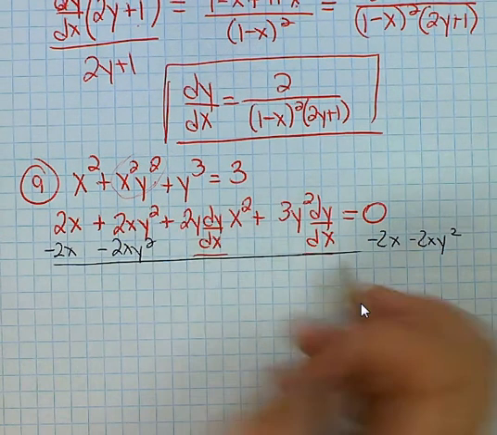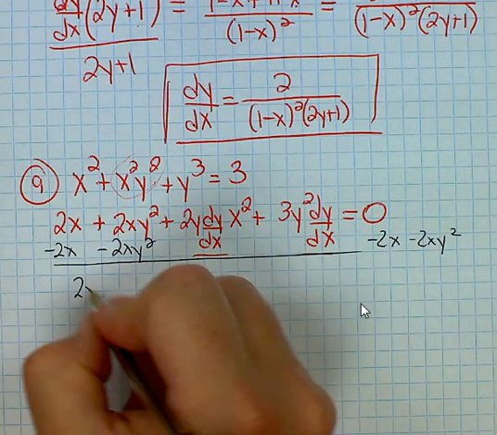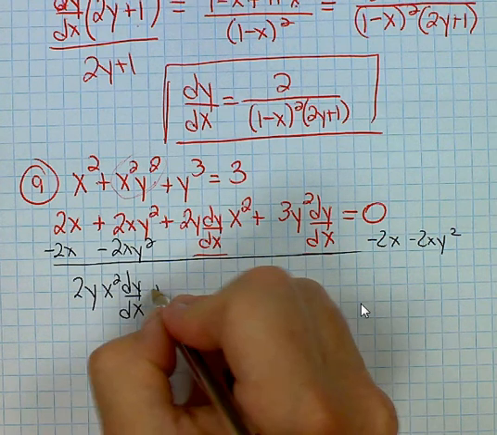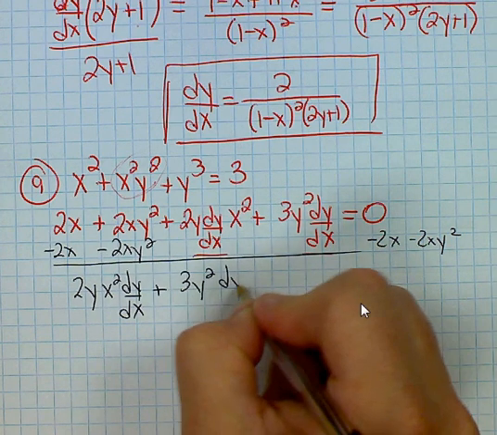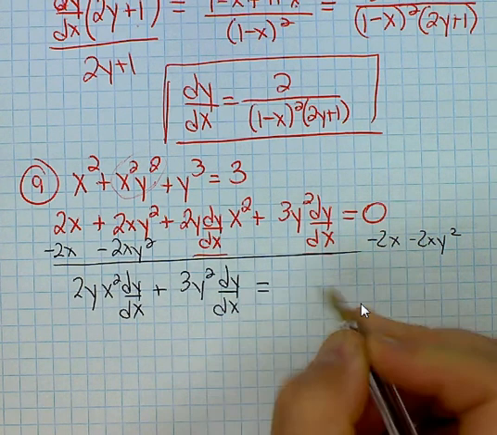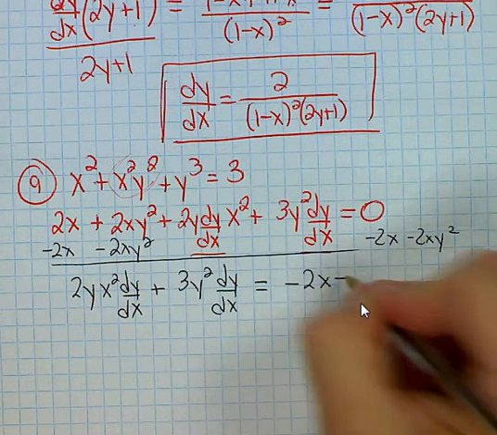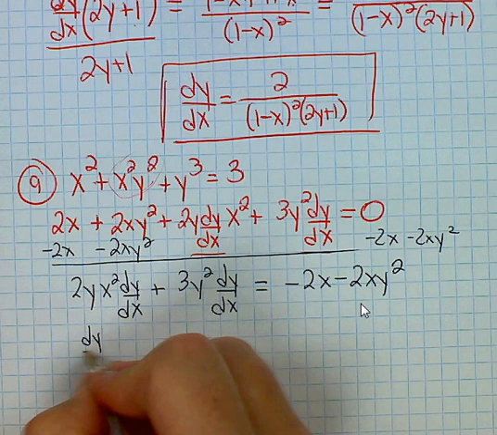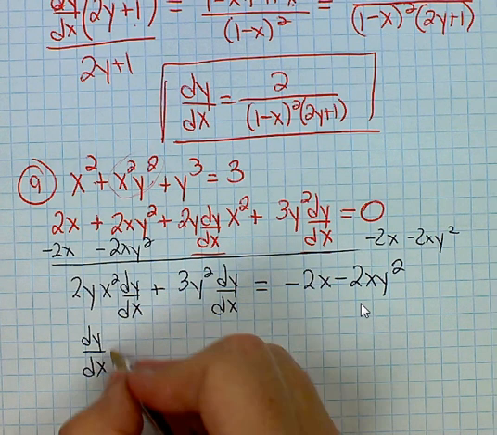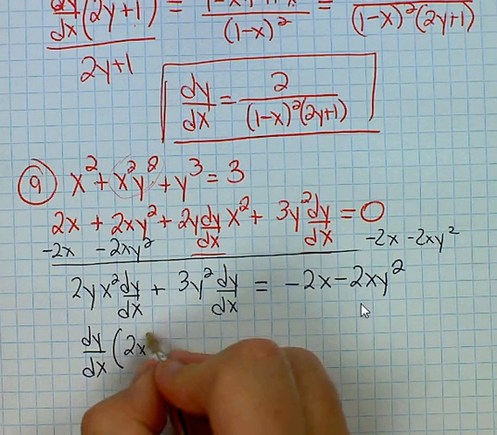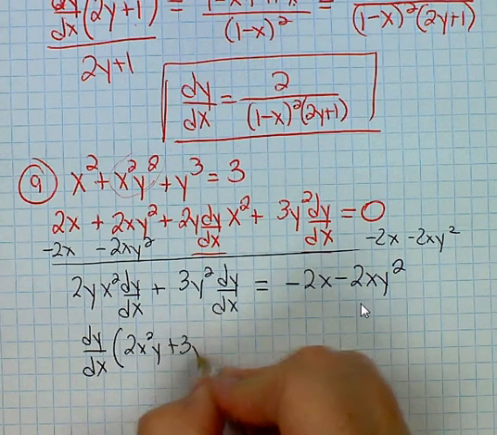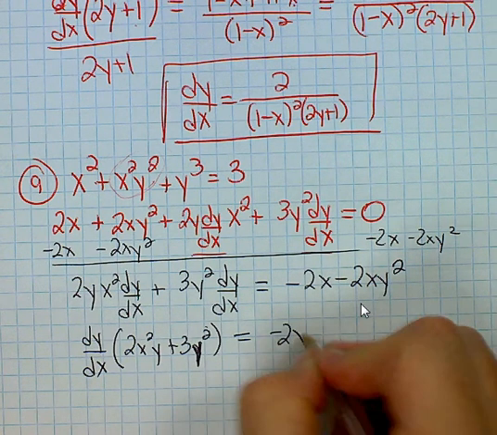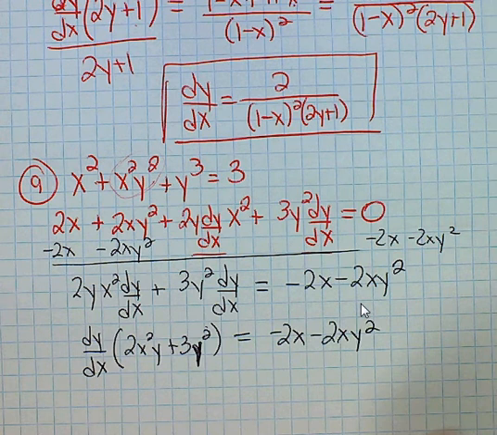All right, and that's going to give me 2y x squared dy dx plus 3y squared dy dx equals negative 2x minus 2xy squared. I'm going to now take the common factor of dy dx, which leaves me with 2x squared y here plus 3y squared here, equals negative 2x minus 2xy squared.